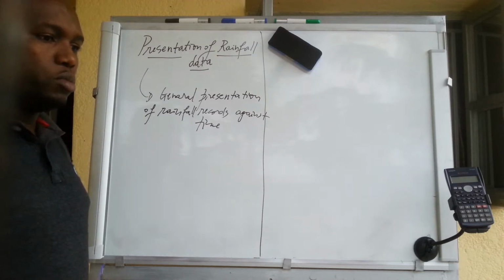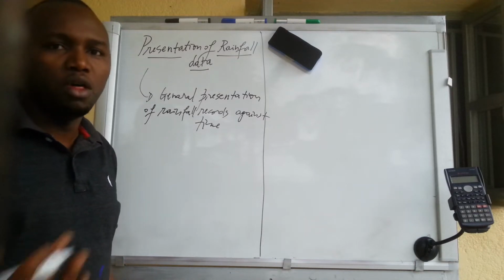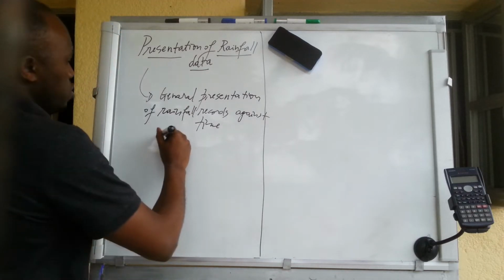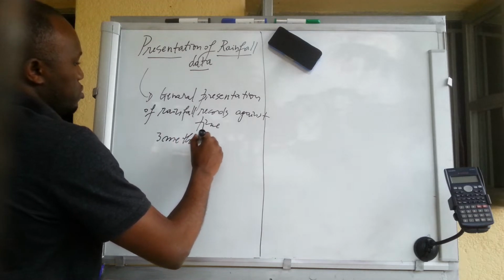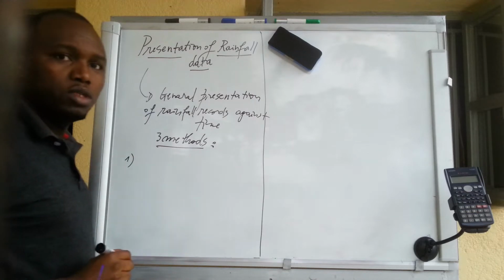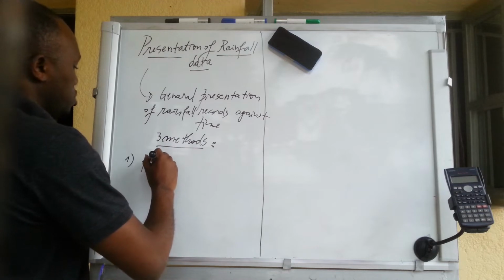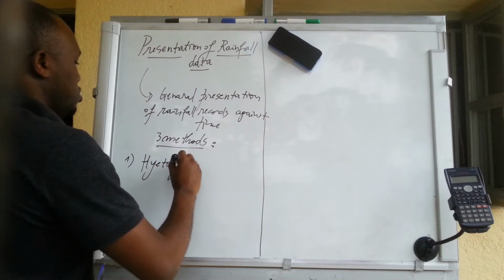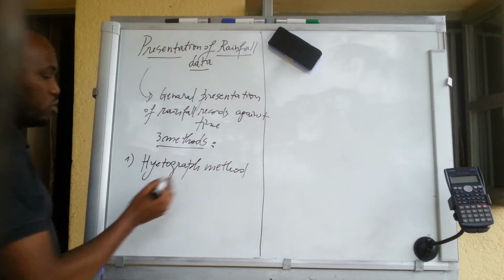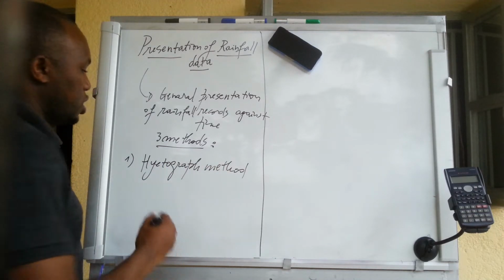There are so many methods, but in this session, let's talk about 3 methods which are commonly used in the presentation of rainfall data. So 3 methods generally. The first one that we are going to talk about is the Hyetograph method. This is one of the methods which are commonly used to present rainfall data.